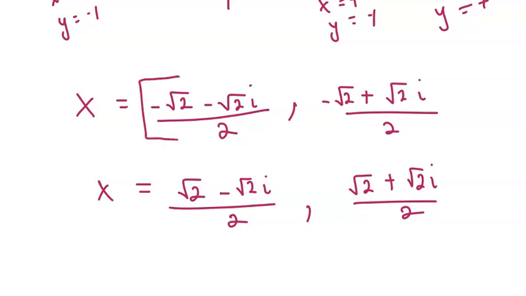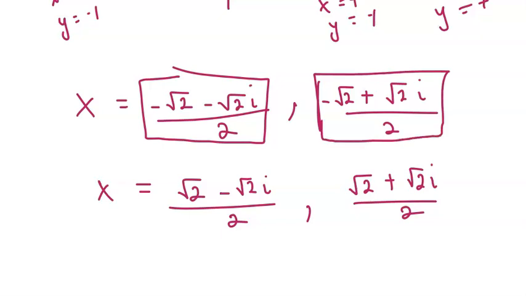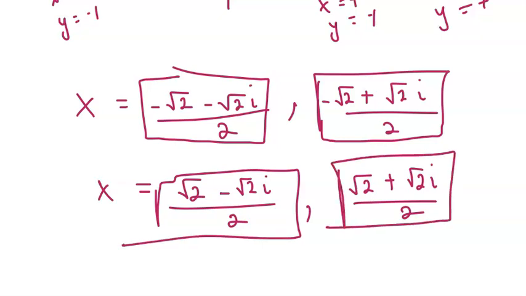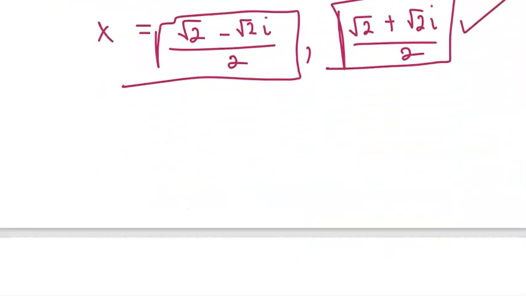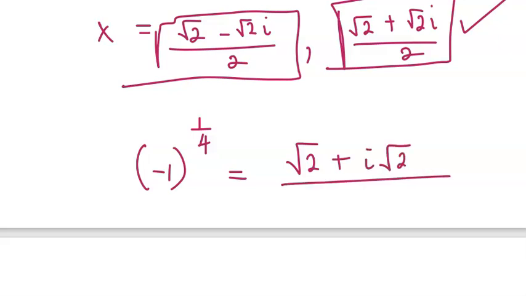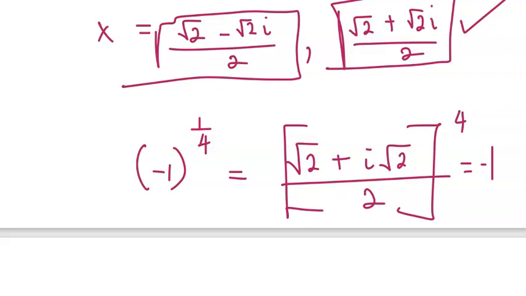So here, both x and y, they are negative. Here, x is negative, y is positive. Here, x is positive, y is negative, but here, x and y, they are both positive. So this is our solution, right? So we can conclude now that negative 1 raised to the power of 1 over 4 is equal to root 2 plus i root of 2 whole divided by 2. If you want to check it out, when you raise this to the power of 4, this will give you negative 1. So this is our solution.